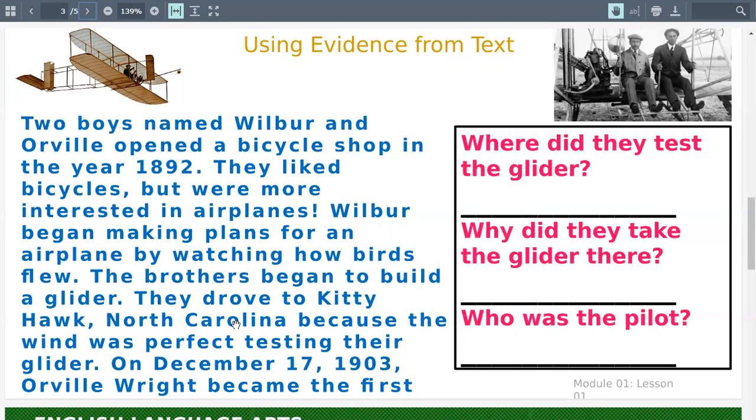Where did they take the glider? Why did they take the glider there? I'm going to give you some think time to figure out why they took the glider there. If you said because the wind was perfect for testing their glider, you are correct. The wind was perfect for them to test their glider, which is stated right here.